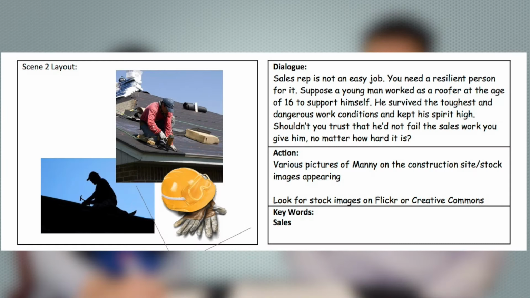Okay, now let's move on to the next scene, which should be the first thing he talks about, which is his experience as a roofer. So what do you think we should include in the scene? Well, we definitely need pictures of him on the construction site. Okay. But if we don't have any, we can always look online for stock images. That's true. Let me just write this down, construction site.